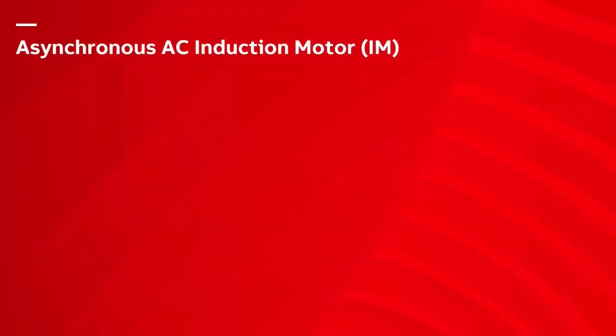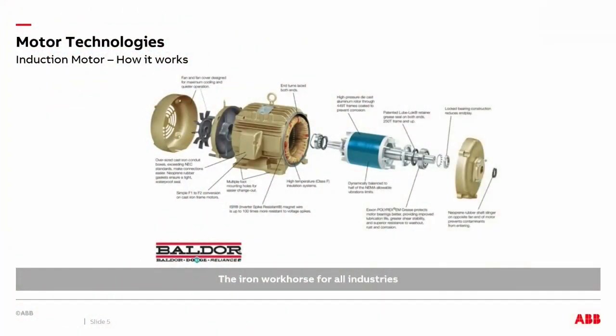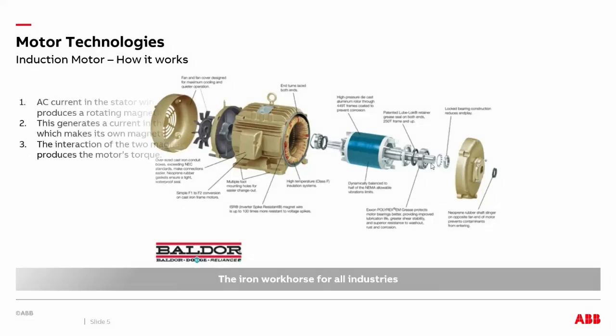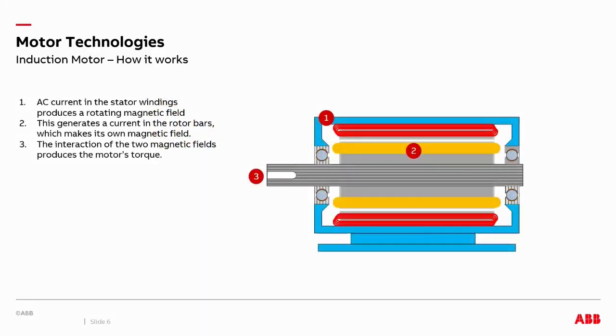The first motor technology we'll discuss is the AC induction motor. The AC induction motor is the iron workhorse for all industries. It consists of typical motor components like a rotor, a frame, a stator, and a shaft. So how does it work?